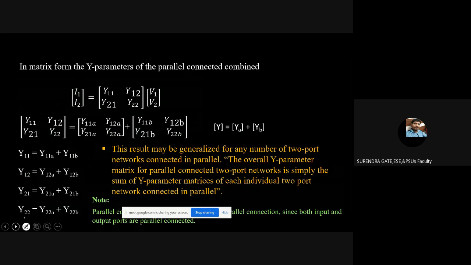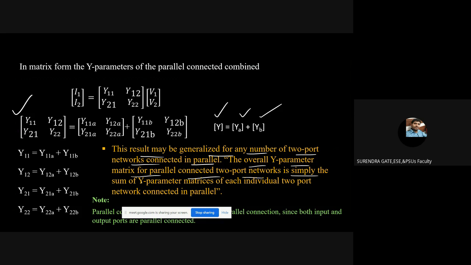Then the resultant Y matrix is this one. What is Y11, Y12, Y21, Y22? The resultant Y matrix equals the sum of the individual Y matrices. That means in parallel connection, Y parameters are added directly. This result may be generalized for any number of two-port networks connected in parallel. The overall Y parameter matrix of parallel connected two-port networks is simply the sum of the Y parameter matrices of each individual two-port network connected in parallel. Okay, that is the meaning.